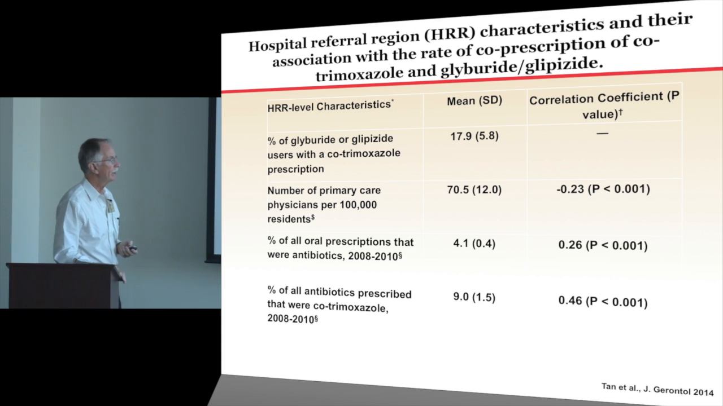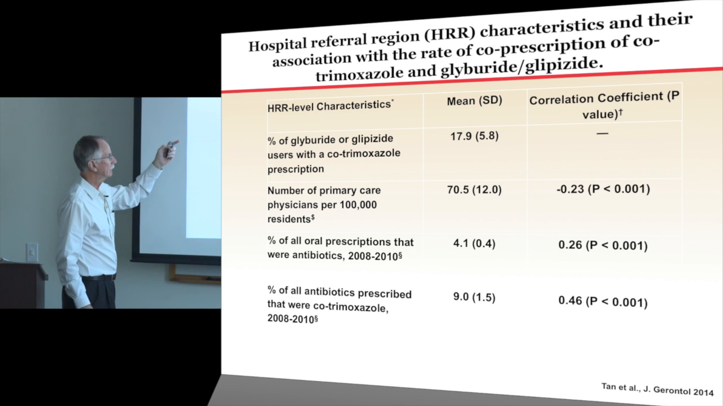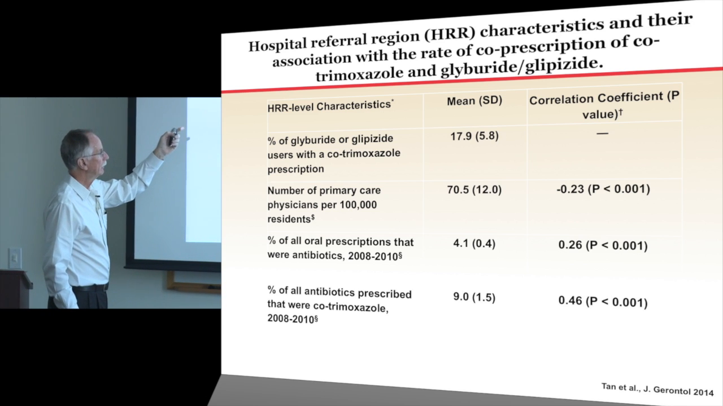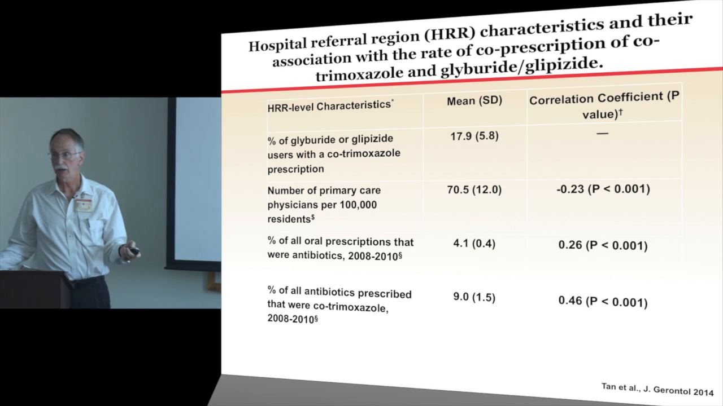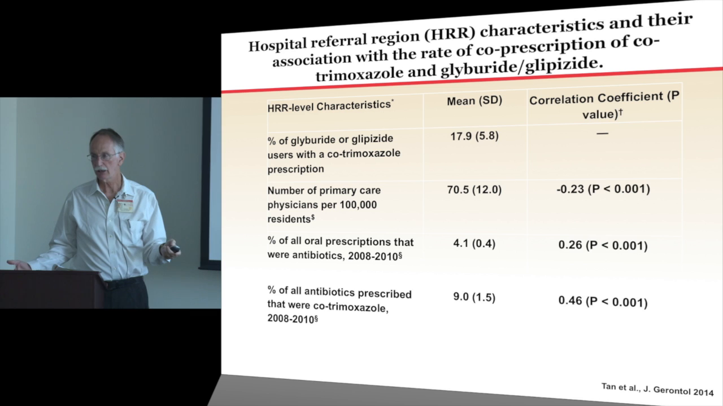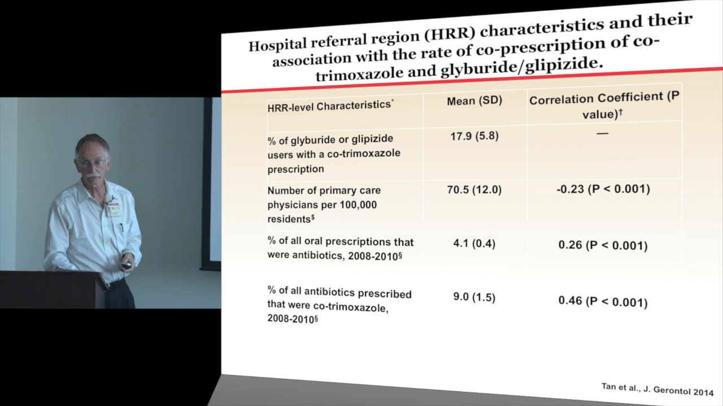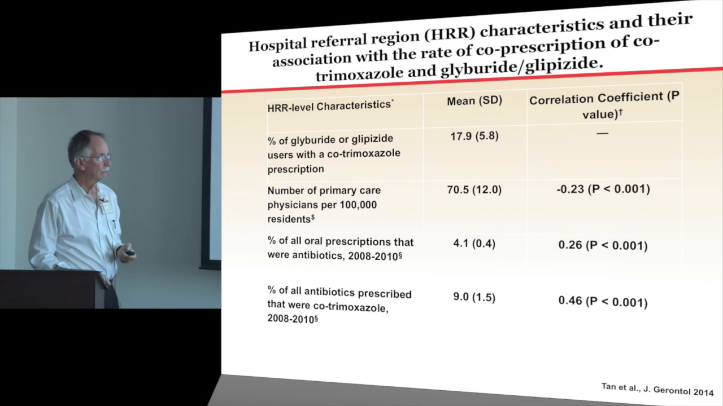The only thing we did on this report, this was something that came out a couple months ago that Dr. Tan did, was we correlated the HRR, the supply of primary care docs in the HRR, with your risk of getting this bad drug, and showing that the fewer primary care physicians there were, the higher your chance of having a drug that was not a good drug for you.